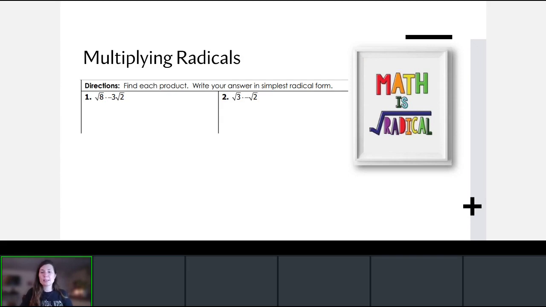Next up, we're going to be multiplying some radicals. Math is radical. Let's go ahead and find the product. That word product means to multiply.